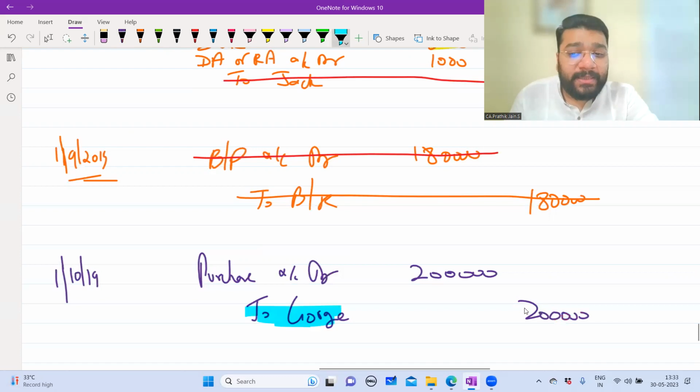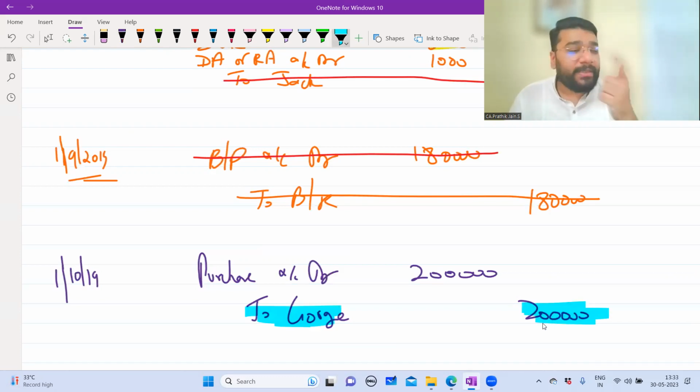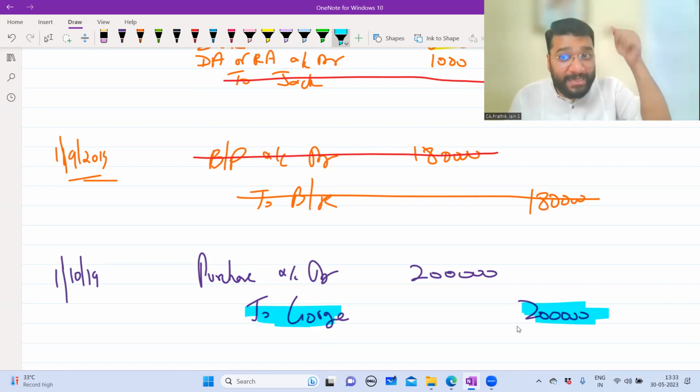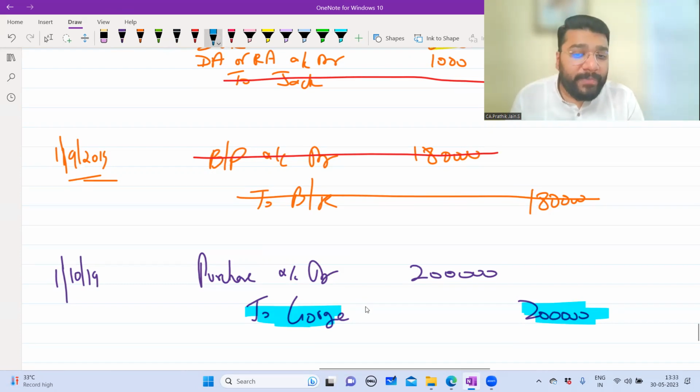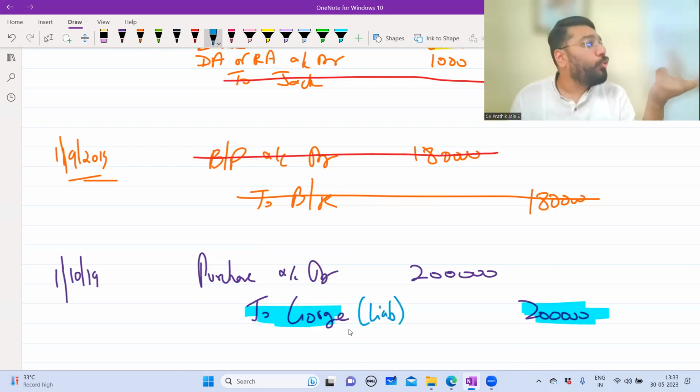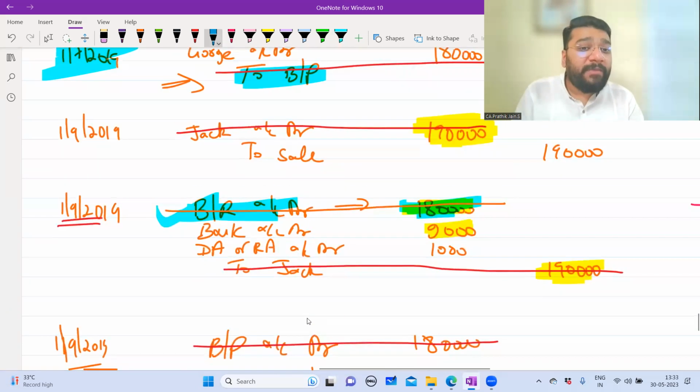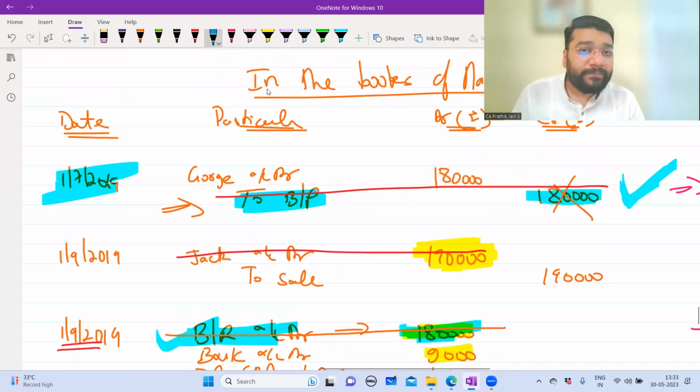Gorgi 2 lakh rupees credit means, can I say Harry has to pay this 2 lakh rupees to Gorgi? Guys, in Harry's books, Gorgi's credit means liability, which means Harry has to pay 2 lakh rupees to Gorgi. Tell me yes or no. Yes, sir. Liability means payment, payment to Gorgi. And how much money are we supposed to receive from Gorgi? 1,80,000.